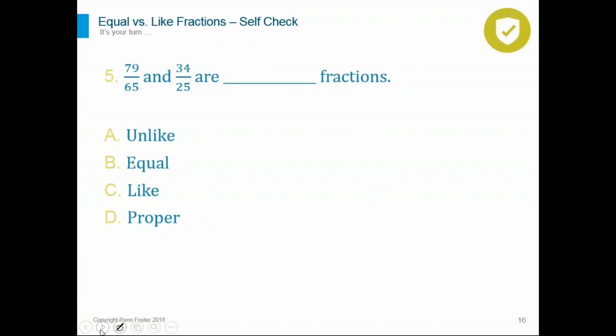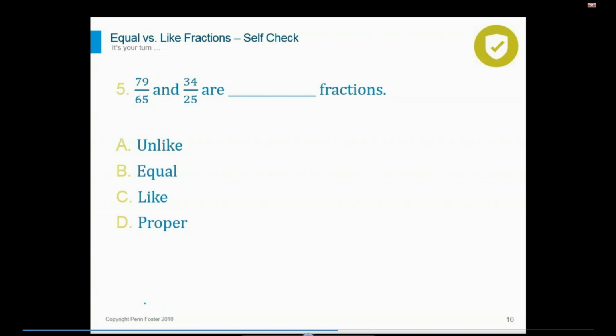Next, another question on the same topic. 79 over 65 and 34 over 25 are what fractions? Unlike, equal, like, or proper? What do you think? And try not to get confused between equal and like. Like or unlike deals with the denominators only, whether they're the same or not. But equal or unequal fractions depends on the core values of the fraction overall, not only the denominator.